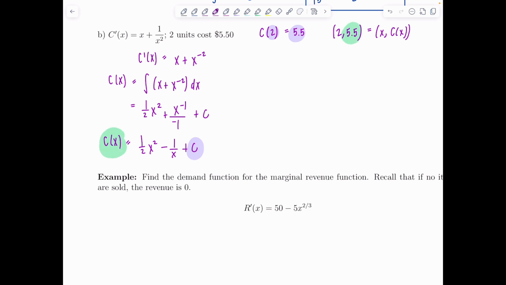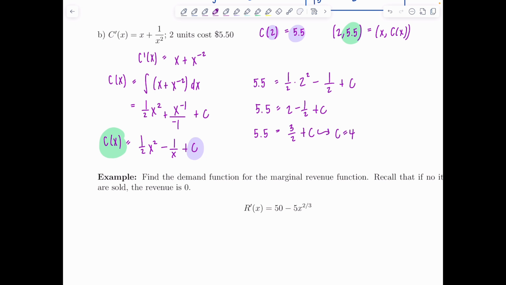Okay, so then we have 5.5 equals 1/2, remember I'm plugging in 2 for x this time, minus 1 over x is 2 plus c. And that's all equal to 5.5. Okay, so then we're going to have 2 squared, that's 4, times 1/2 is 2. So 5.5 equals 2 minus 1/2 plus c. 2 minus 1/2, 4 halves minus 1/2, that's 3 halves. 3 halves is 1.5, 1.5, so c is 4.